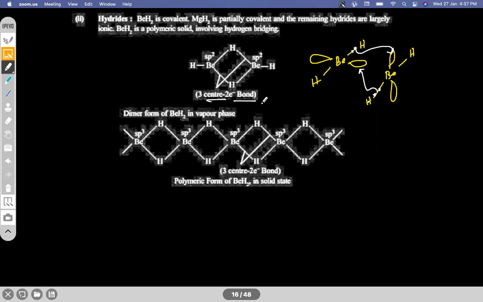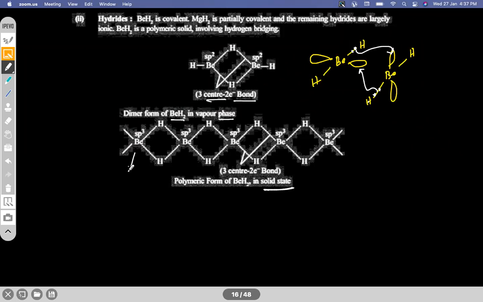In vapor phase, BeH2 exists like this, with 3-center 2-electron bonds, and the molecules are combined like this. So we have the vapor phase molecules, 2 molecules here. If you have solid phase, then we have a polymeric structure. So keep that in mind. In vapor phase, beryllium hydride exists as a dimer in which 2 molecules combine, but in solid state it exists in polymeric form, that is this structure.